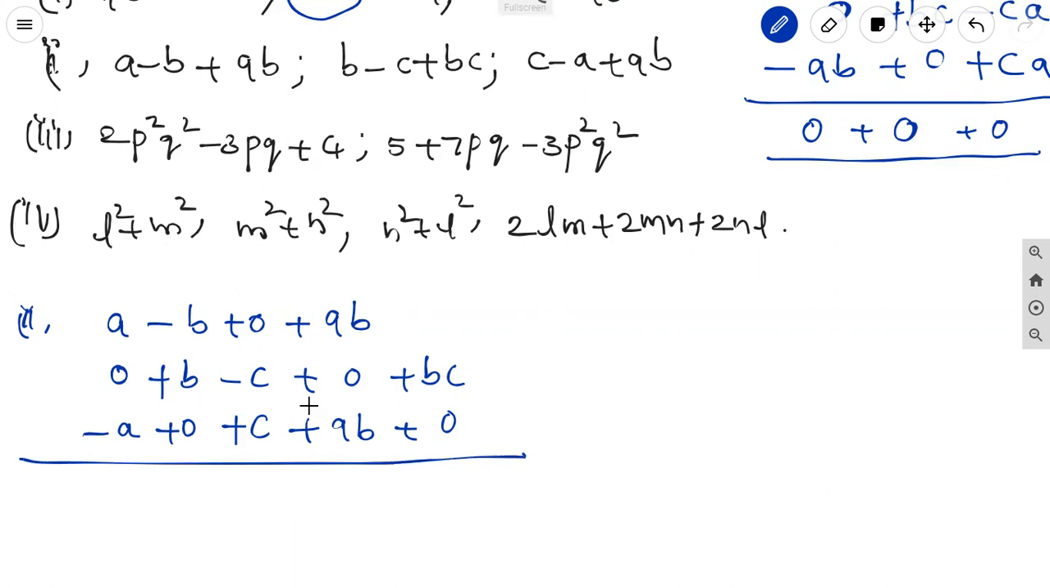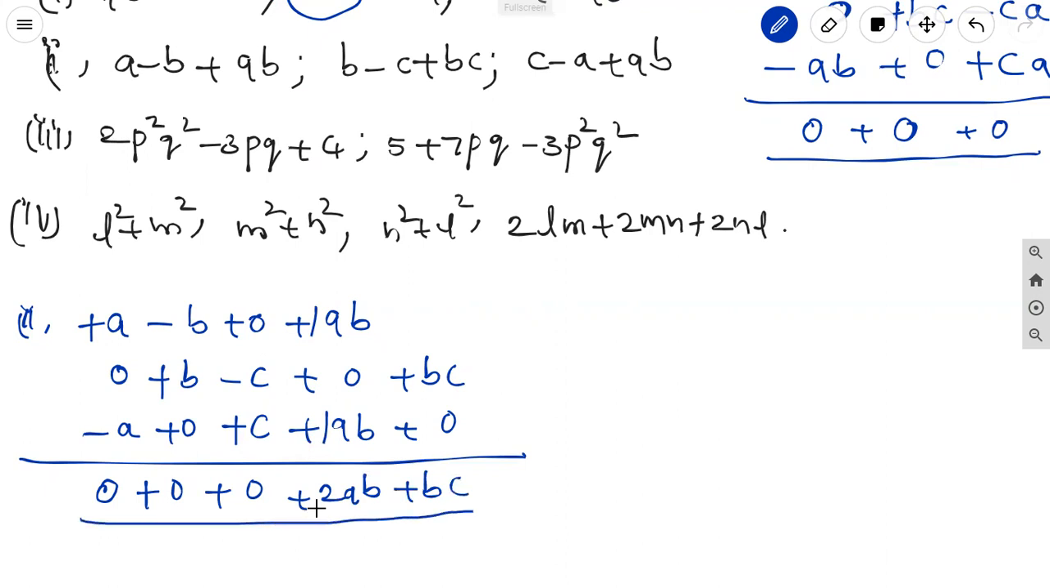Now you add it. Plus A minus A, plus 1 minus 1, it's 0. Minus B plus B, it's 0. Minus C plus C is 0. AB plus AB, 1 plus 1, it's plus 2AB plus BC. So what is the answer? The addition of the three expressions is equal to 2AB plus BC only.